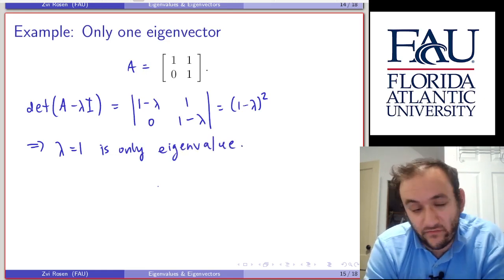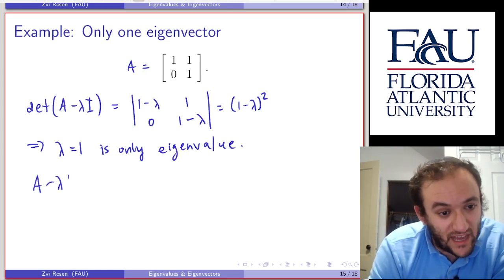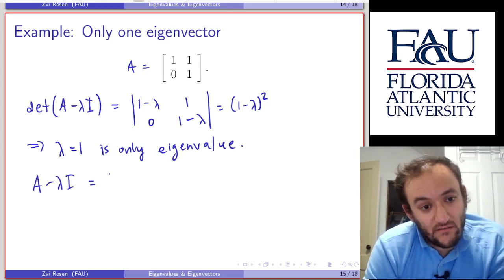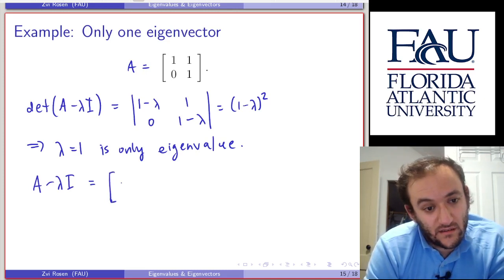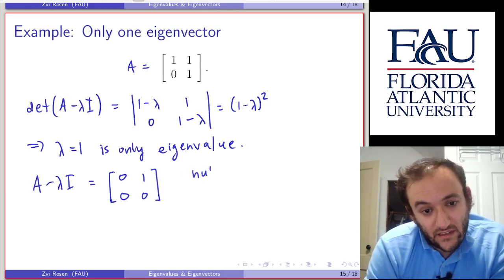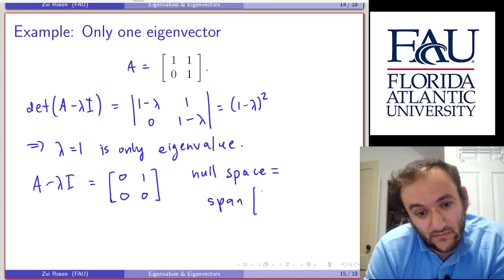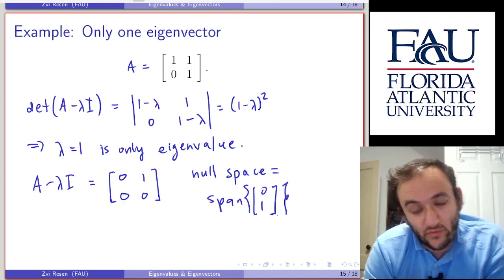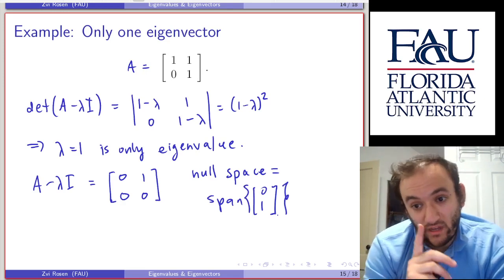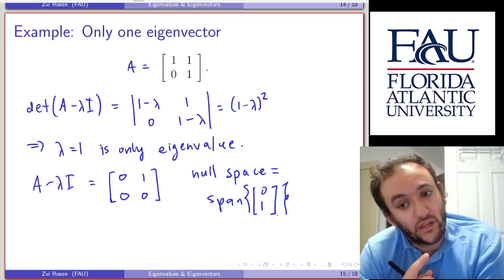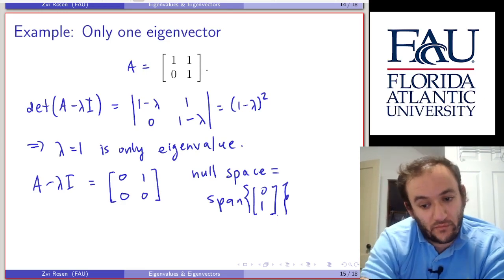Okay, how about eigenvectors? Well, let's look at the matrix A minus lambda I. This is the matrix given by (0, 1, 0, 0), and the null space of this is the span of a single vector, (0, 1). Okay? So even though we have a 2 by 2 matrix, we find only one eigenvalue, and that eigenvalue has only one associated eigenvector. Okay?